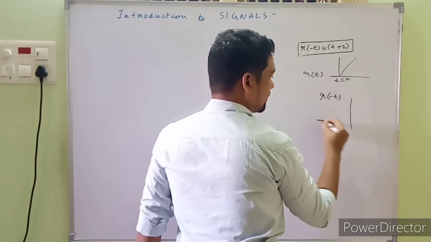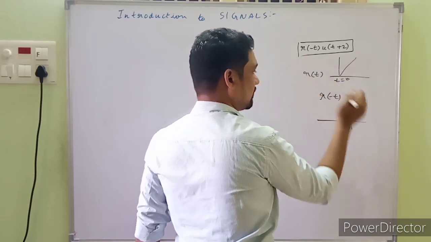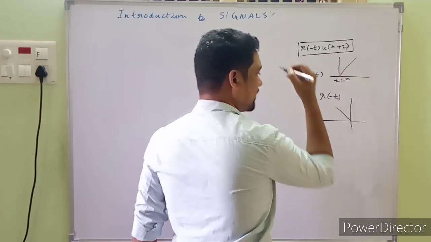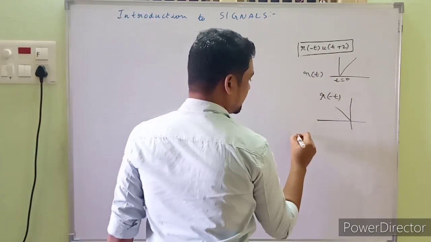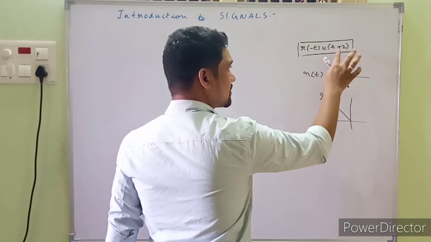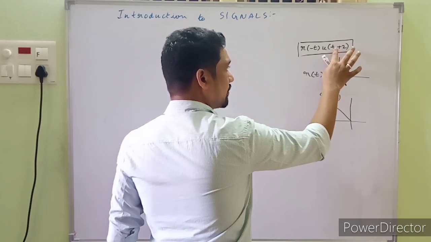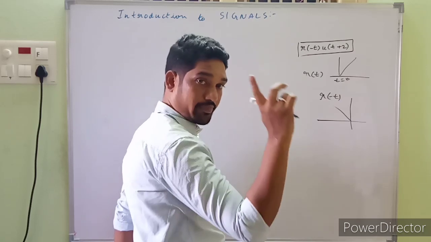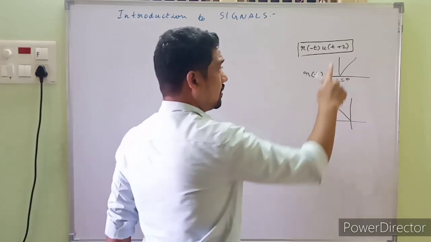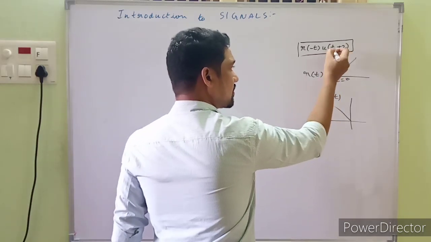This would be the resultant, flipping this signal with respect to the vertical axis. This would be my R of minus t. And what about u of t plus 2? U of t plus 2 starts commencing from t equal to minus 2. I stick to my previous statements. This one, u of t plus 2, is positive.